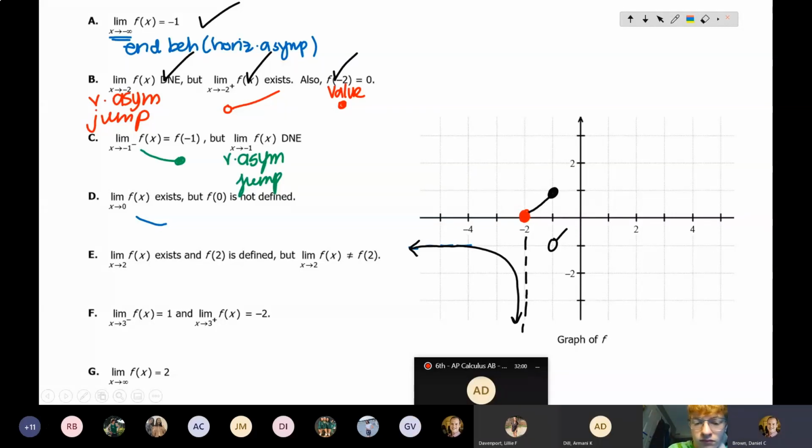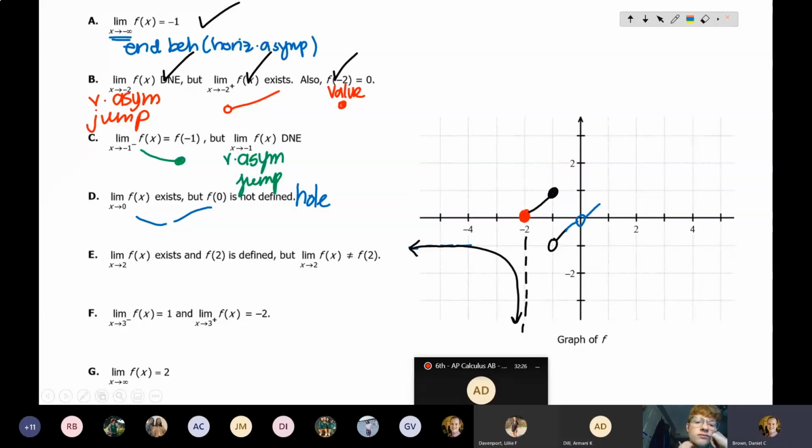But it says that the value f of 0 is not defined. So that tells me I have this graph that's approaching from the left and the right, but there is no actual value there. So this is actually describing a hole in the graph. It doesn't tell me where it's at, so I'm just going to go ahead and draw a line over the y-axis. And we have the limit is existing, but the value is not.